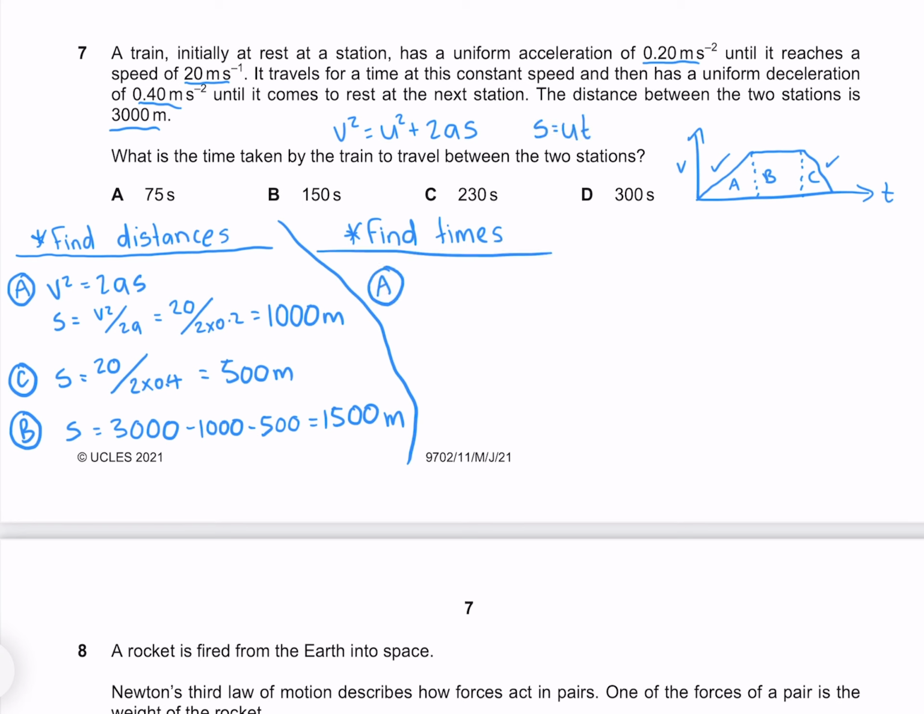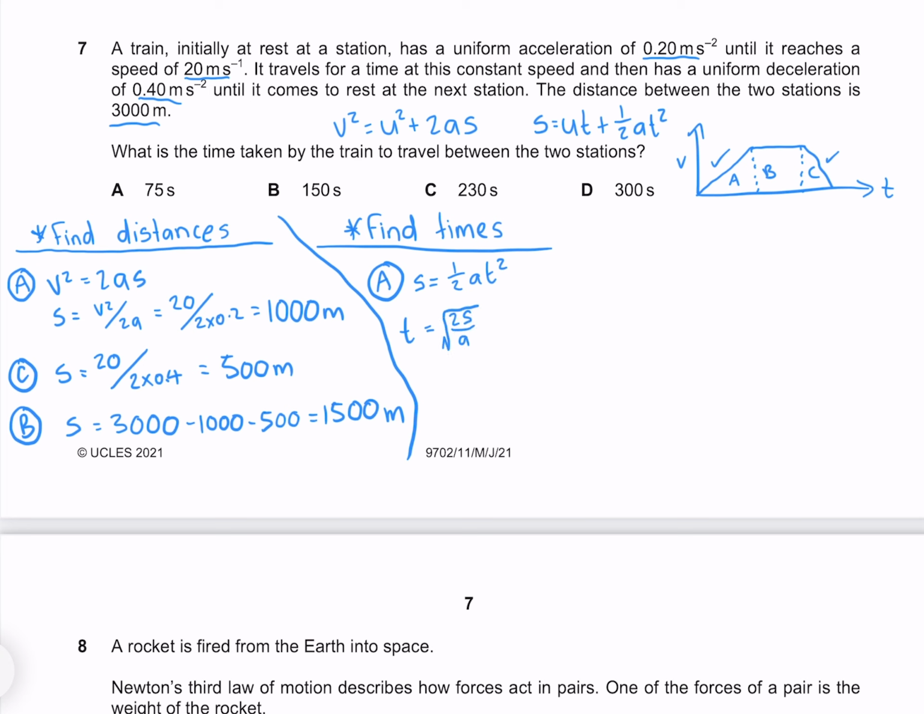For this we can use the equation s equals ut plus half at squared, where for our section A our u is 0, so we can just write s equals half at squared, solving this for time by multiplying both sides by 2, dividing by a and square rooting. Putting our numbers in gives me 100 seconds.